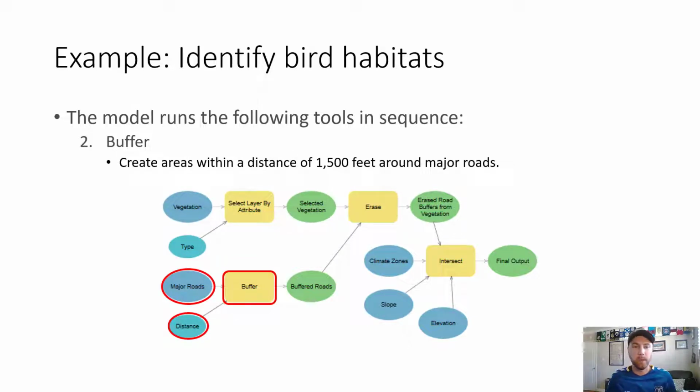The next step is to buffer. This creates buffer areas within a distance of 1,500 feet around major roads. So the input data would be a major roads layer. The distance variable would be 1,500 feet, run a buffer around it, and then the output data are buffered roads.